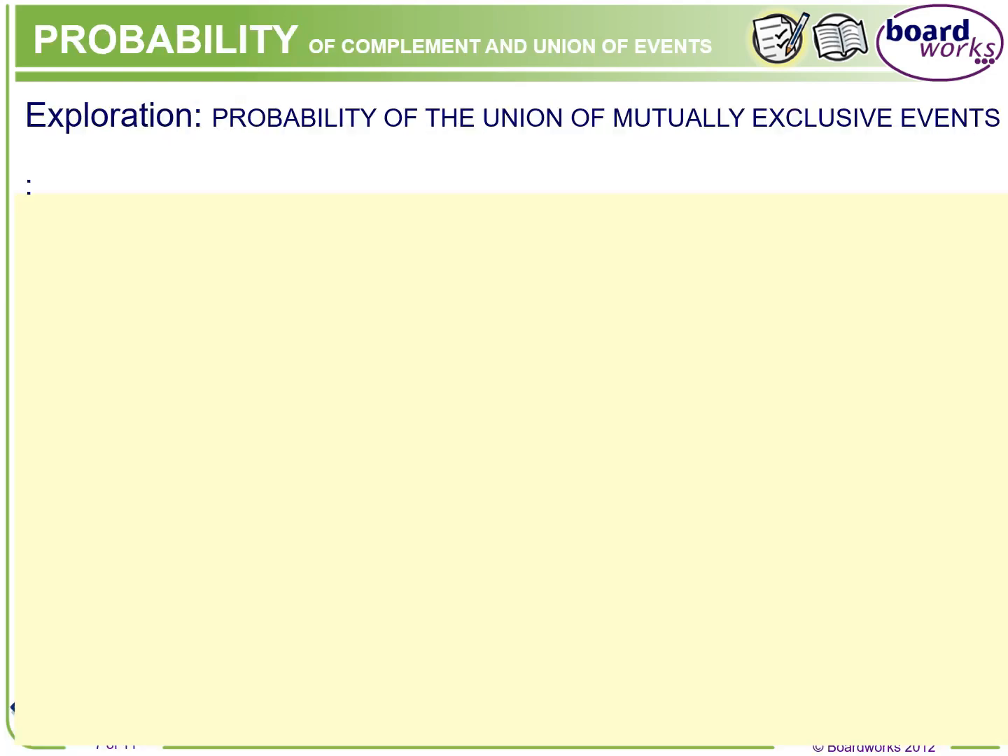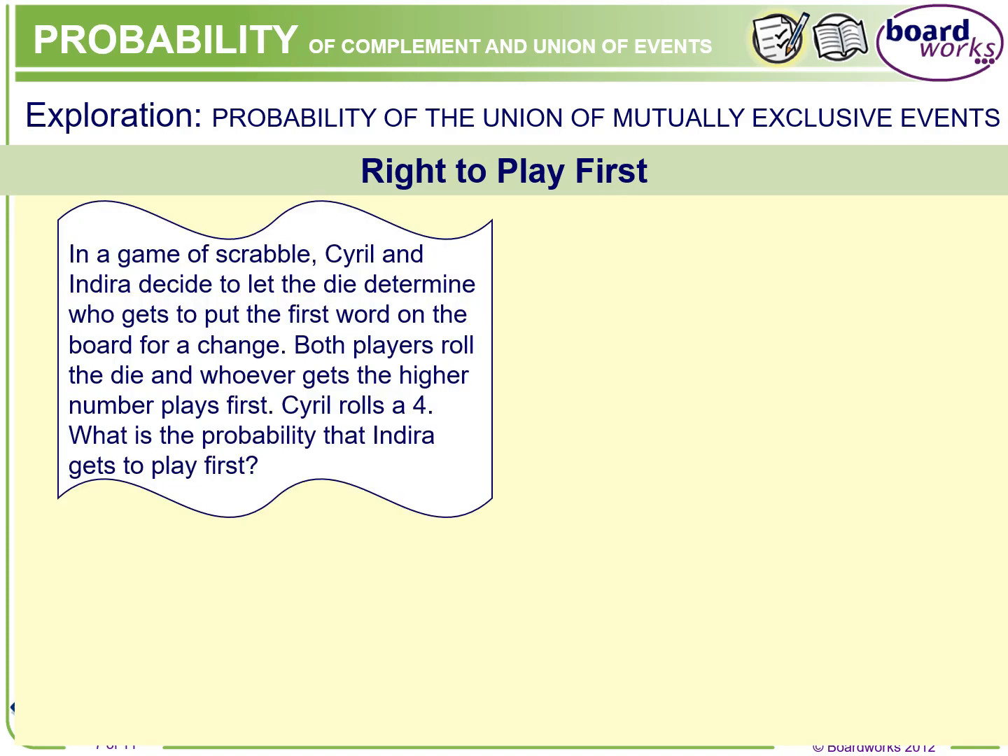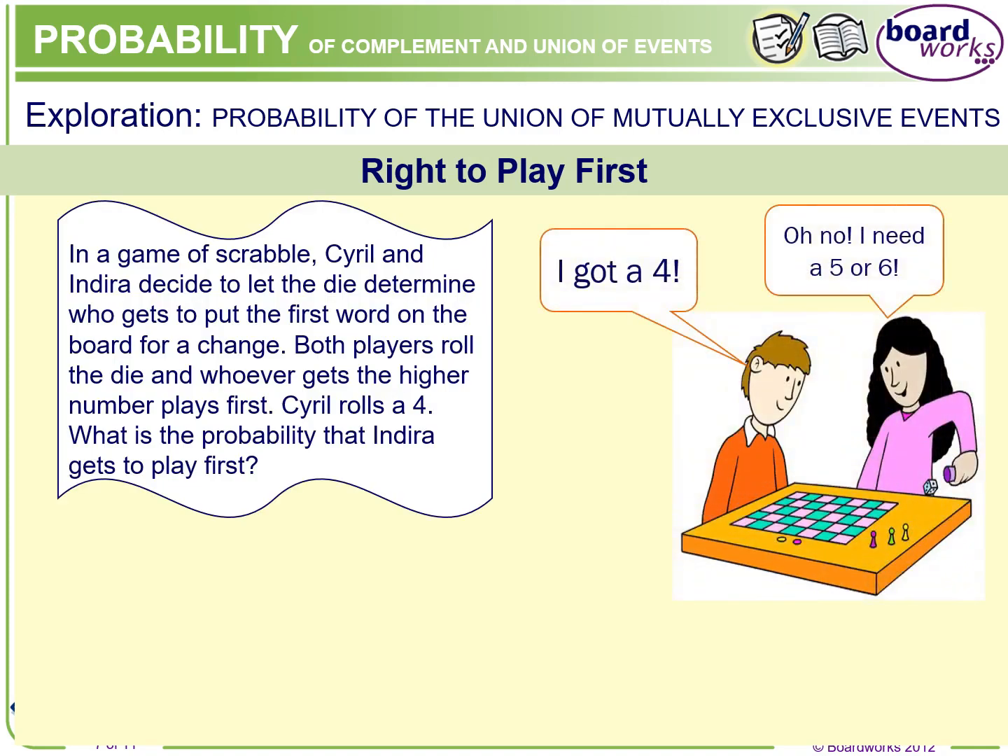Let's try to explore the probability of the union of mutually exclusive events. In a game of Scrabble, Cyril and Indira decide to let the die determine who gets to put the first word on the board for a change. Both players roll the die, and whoever gets the higher number plays first. Cyril rolls a 4. What is the probability that Indira gets to play first?